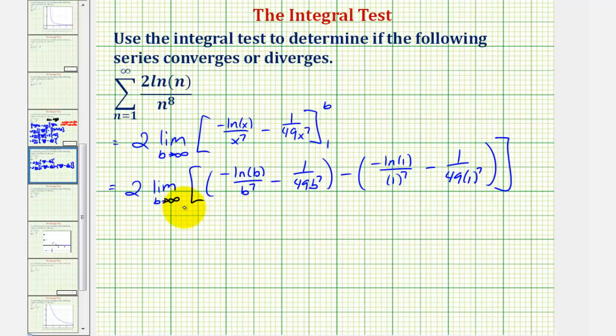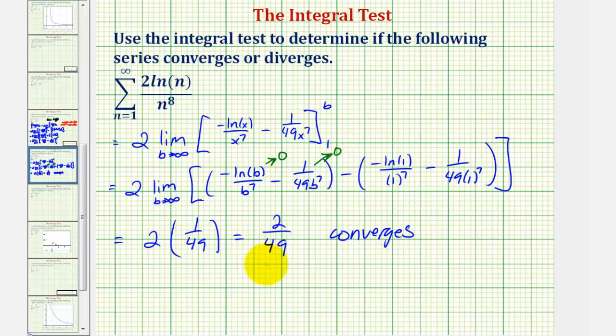Notice as b approaches positive infinity, this fraction here approaches 0. Looking at this first fraction here, this fraction also approaches 0 as b approaches infinity. We may need to apply L'Hopital's rule here to verify this, but the denominator is growing faster than the numerator. And again, natural log 1 equals 0, so this fraction would be 0, and this fraction here would just simplify to 1 over 49, which means we have 2 times, because we have minus negative 1/49th, it'd be 1/49th. So the improper integral converges to 2 divided by 49.